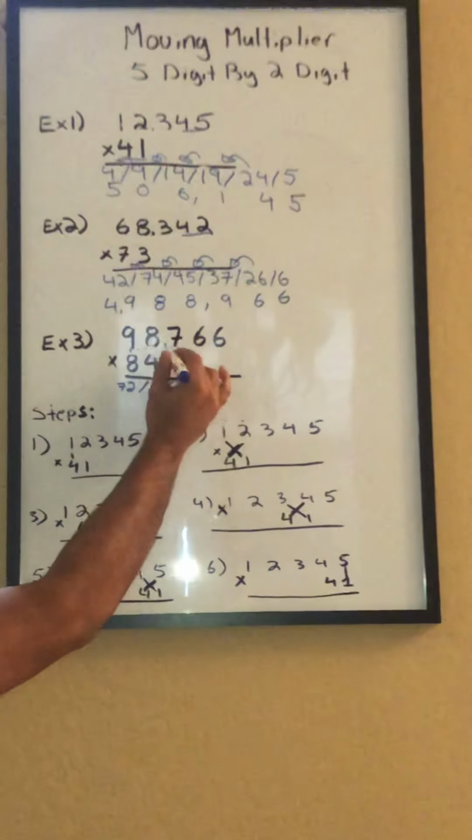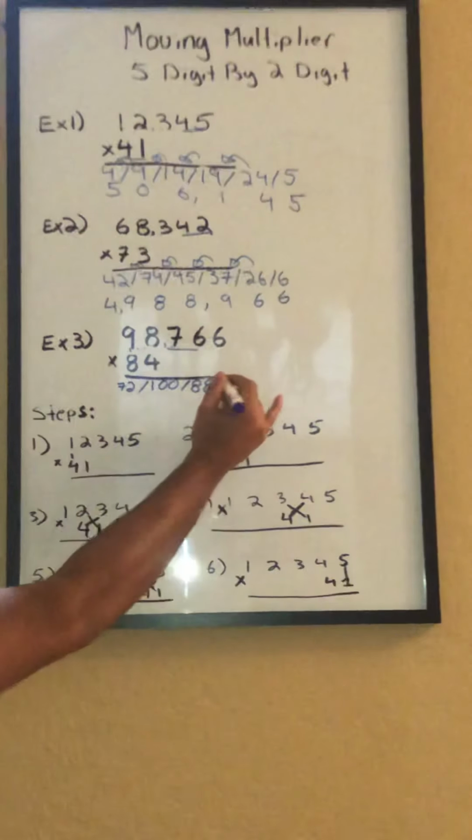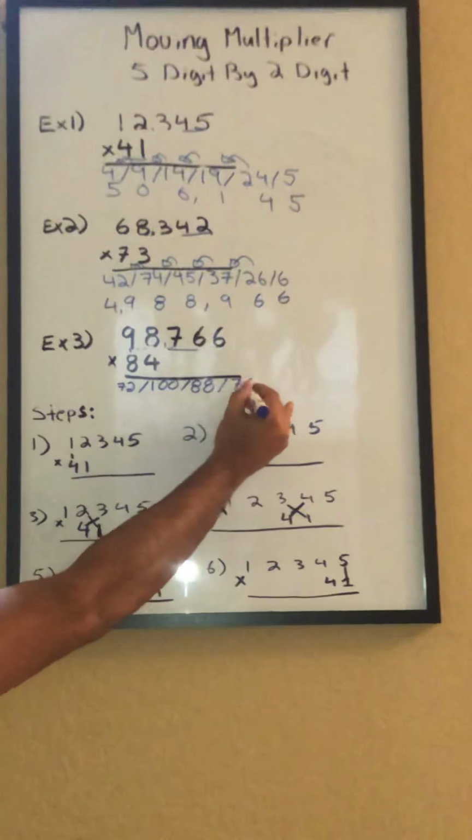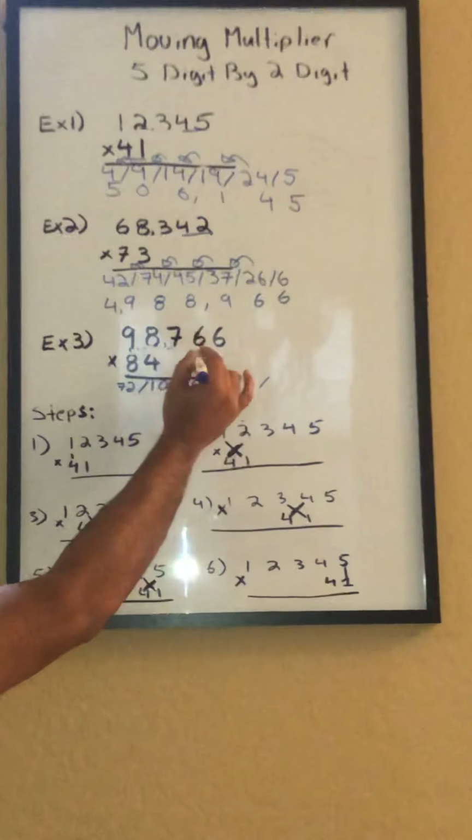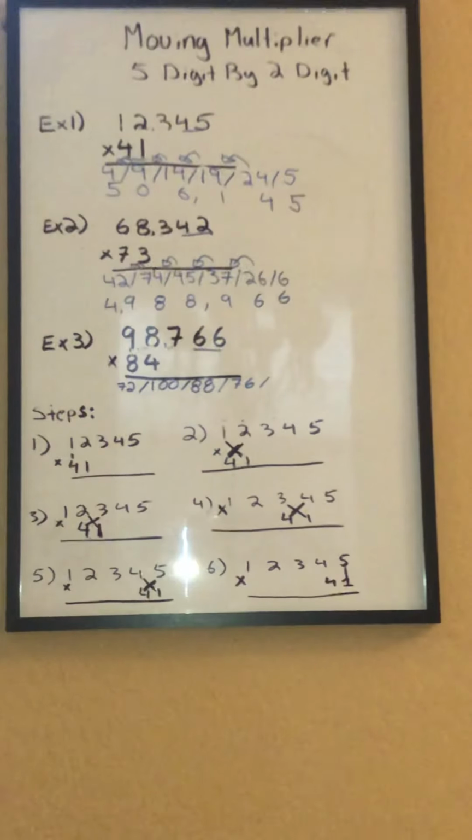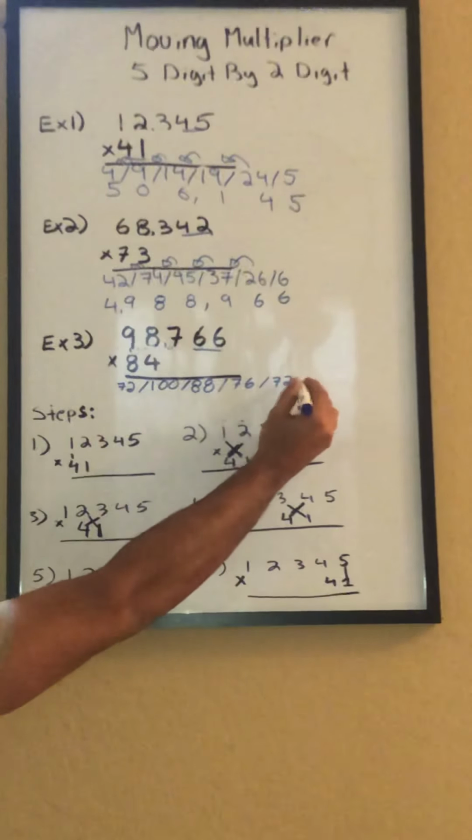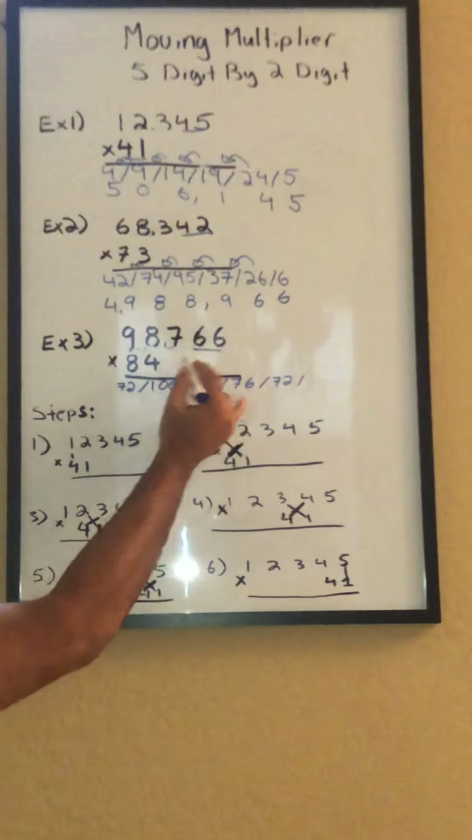Okay, again, let's move over. 6 times 8 plus 7 times 4. 6 times 8 is 48. 7 times 4 is 28. 48 plus 28 is 76. And we move over here now. 6 times 8 plus 6 times 4. 6 times 8 is 48. 6 times 4 is 24. 48 plus 24 is 72. And we have, last step, 6 times 4 is 24.